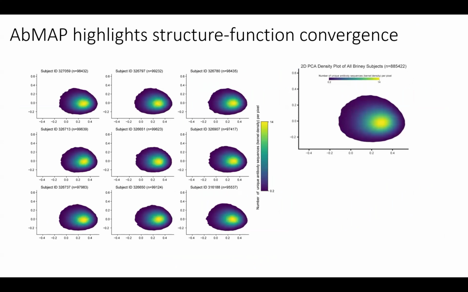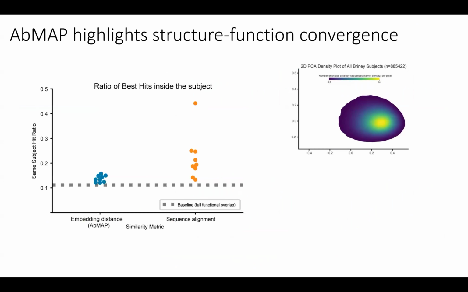And this now takes me back to the punchline I was showing you earlier, which is we took the briny data set and we essentially represented them with AbMAP, plotted everything in 2D space with PCA, and then colored it by density. And what you see visually is a very striking overlap, that there is a hotspot and then everything is sort of around that, right? And you can make this a quantitative statement as well.